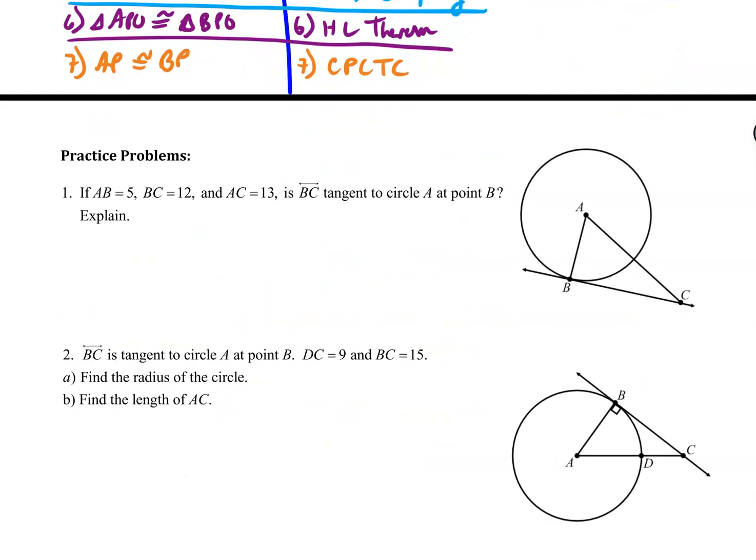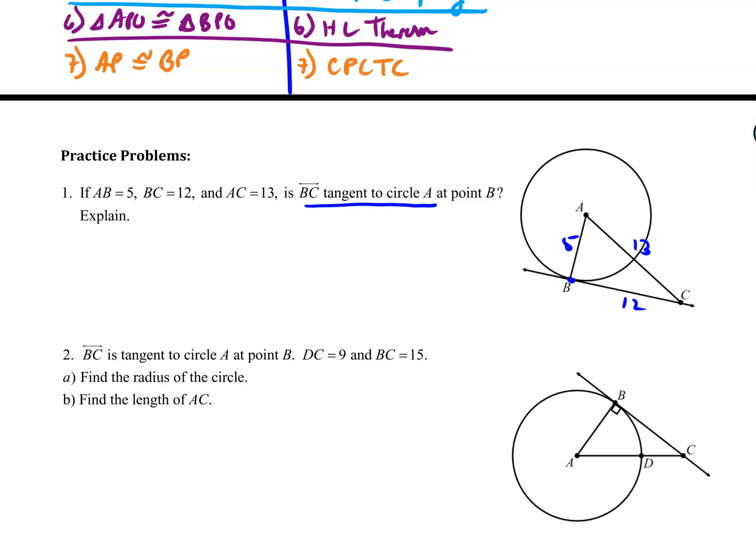All right, let's look at one or two quick practice problems here, and then I'll let you work on the rest of them for more understanding, just to see how these principles can help you. First off, we have that AB in this first example is 5, BC is 12, and AC is 13. It's asking, is BC tangent to circle A at point B? So basically, they're asking, is this a right triangle?